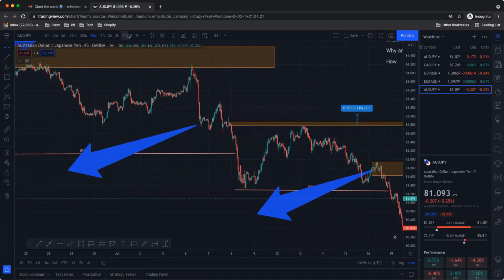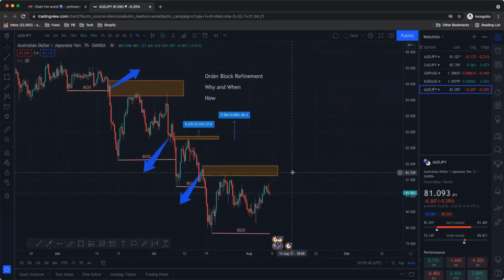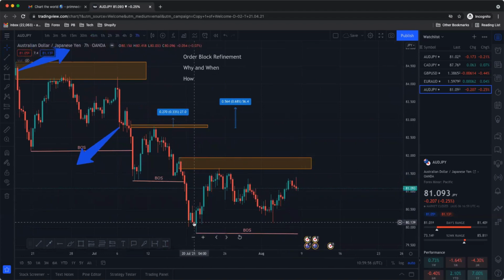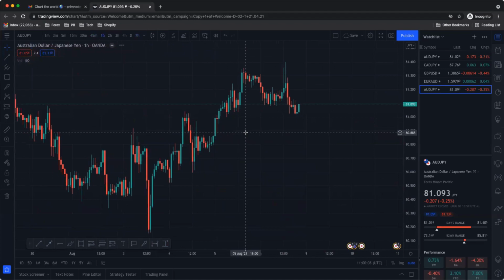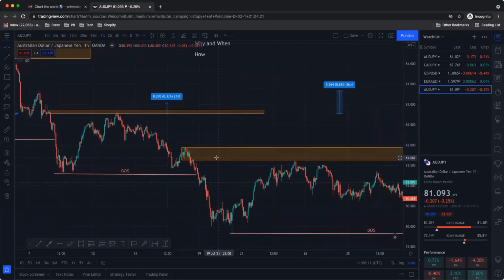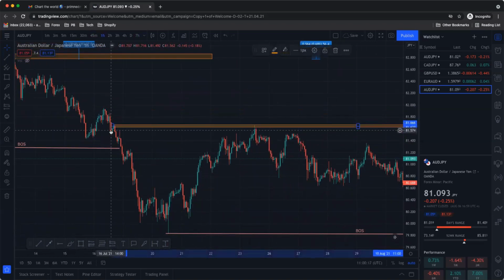Let's see how we do that for the next order block. This is the last bullish candle which broke the structure. The market comes back here and then reacts. See how powerful this concept looks. In order to refine this one, you go to the 1 hour and find the last bullish candle which broke the structure. You'll say this one, right?